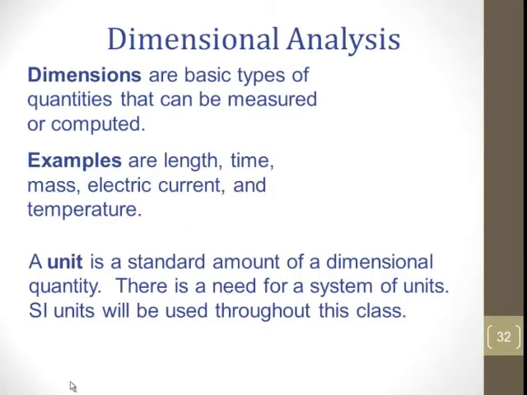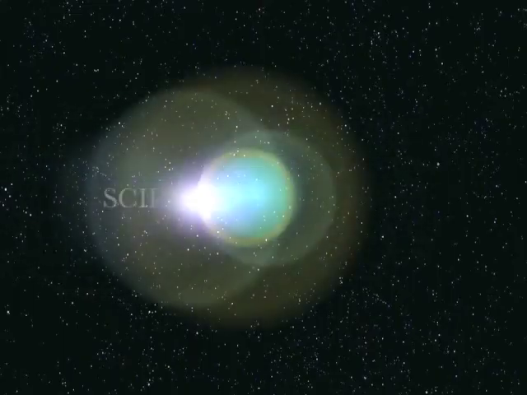Dimensional analysis is a little bit tricky sometimes, but they are reminding you that the dimensions are the basic types of quantities that can be measured, like length and time and mass. A unit is going to be the standard amount of a dimensional quantity. So I wanted to make sure you got that already.